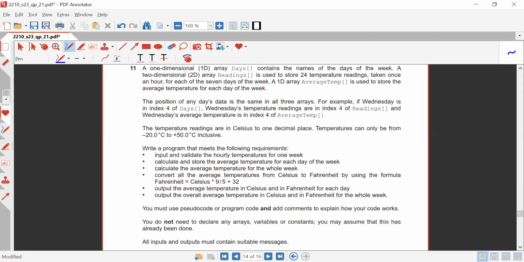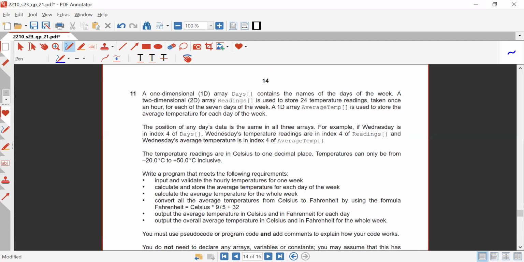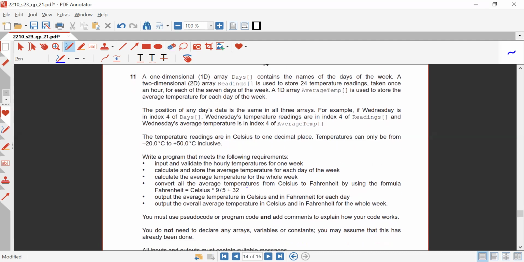Okay, the next question is a scenario-based question. What does the next question say? A one-dimensional array, 1D array days, contains the names of the days of the week. A two-dimensional array readings is used to store 24 temperature readings taken once an hour for each of the 7 days. Okay, for example, for Monday, there will be 24 readings.